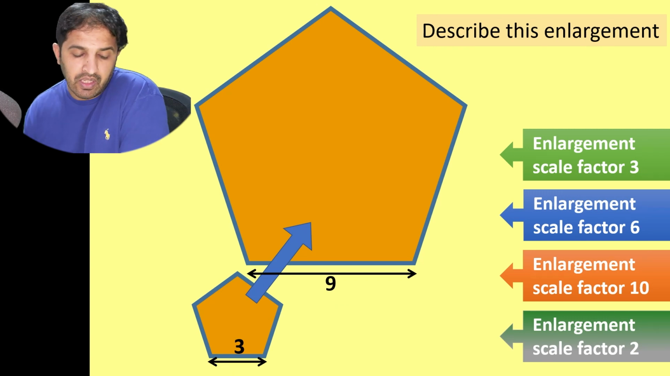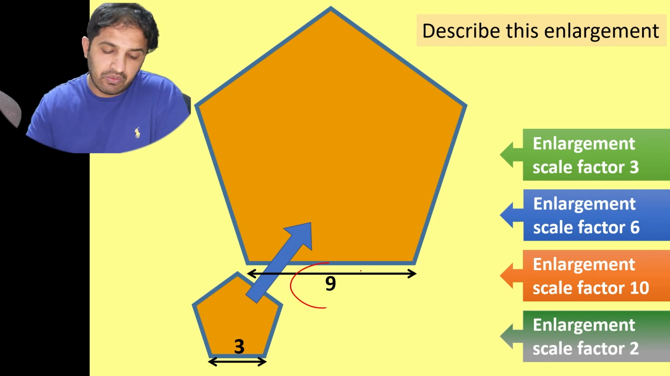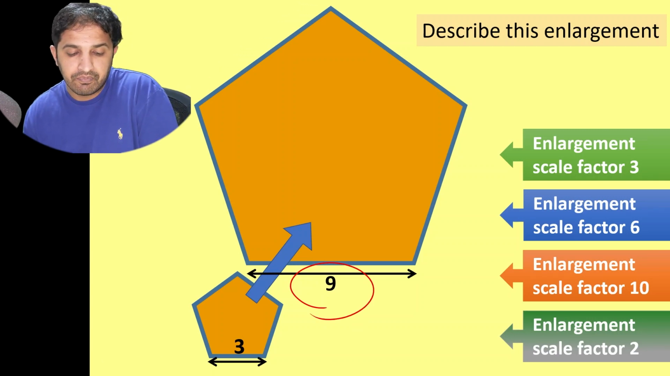That's right, it's an enlargement, but what's the scale factor? So doing 9 divided by 3, we know the scale factor is going to be 3.